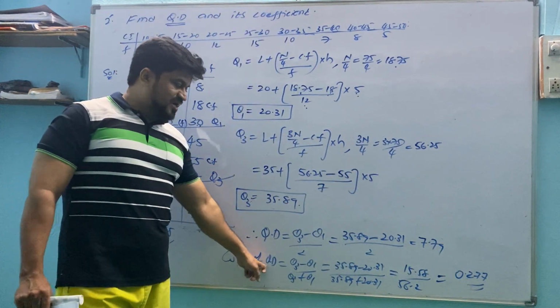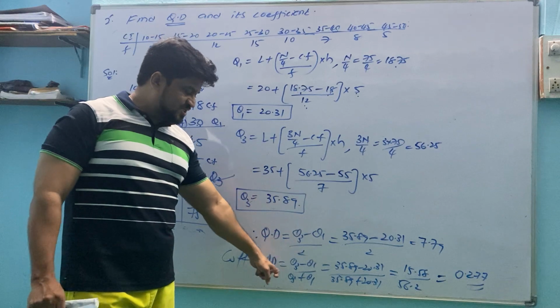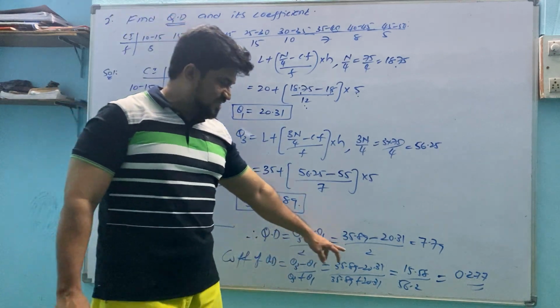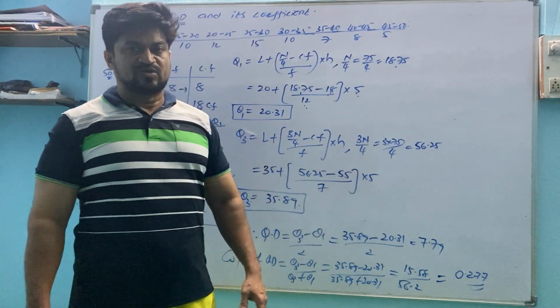Then the coefficient of quartile deviation means whatever you have done in quartile deviation, just Q3 plus Q1 is extra instead of this 2. Then divide both of them, you will get the answer.